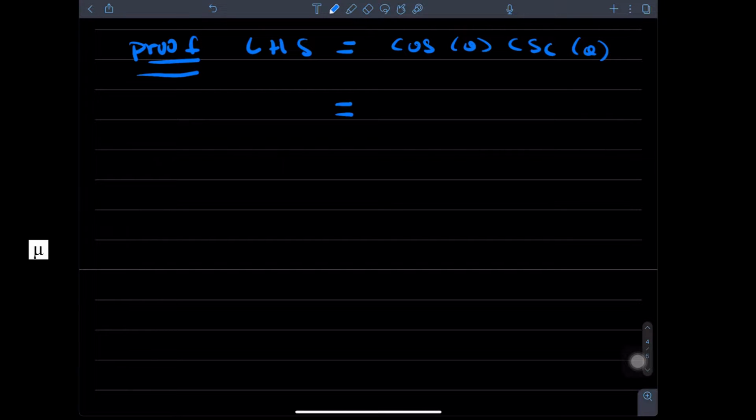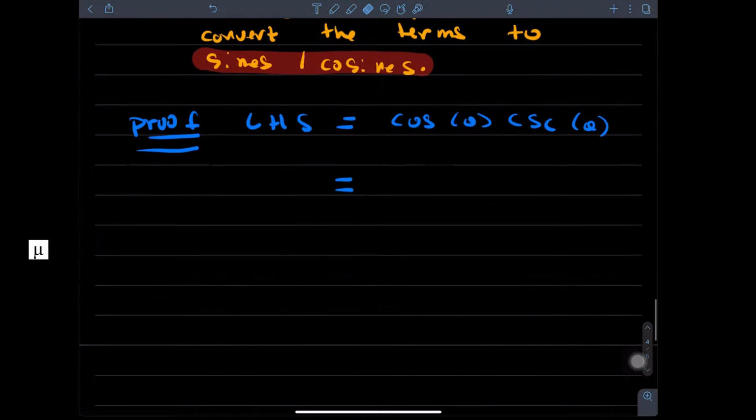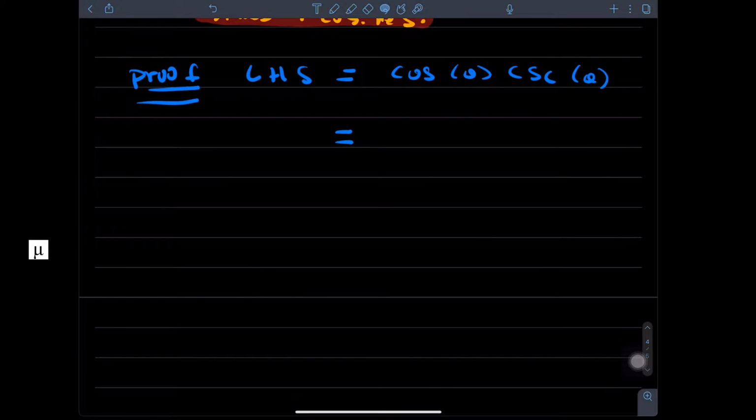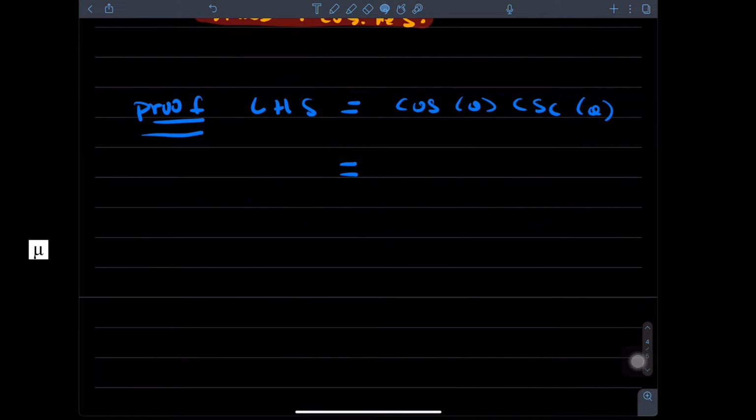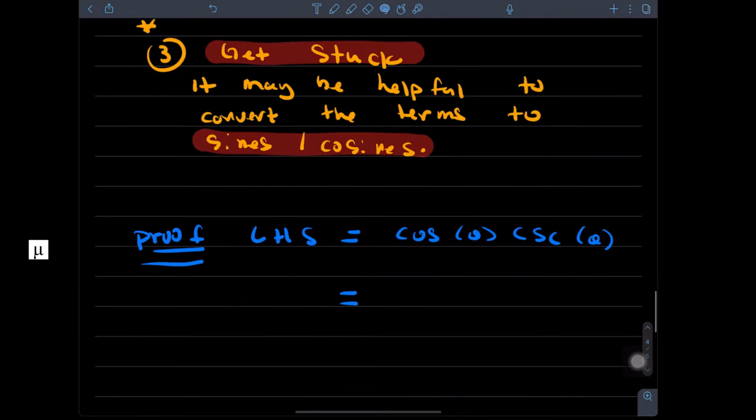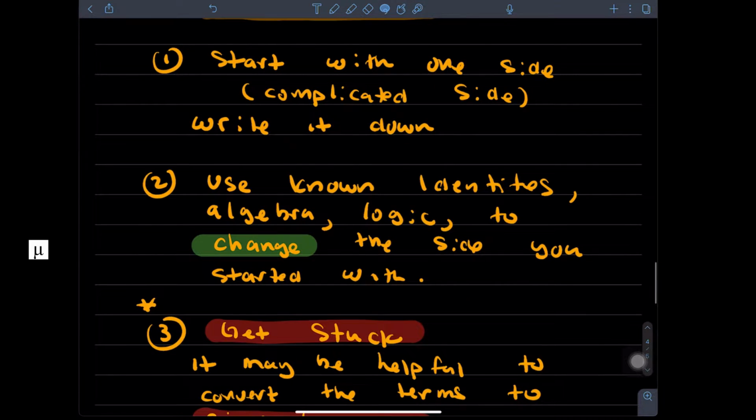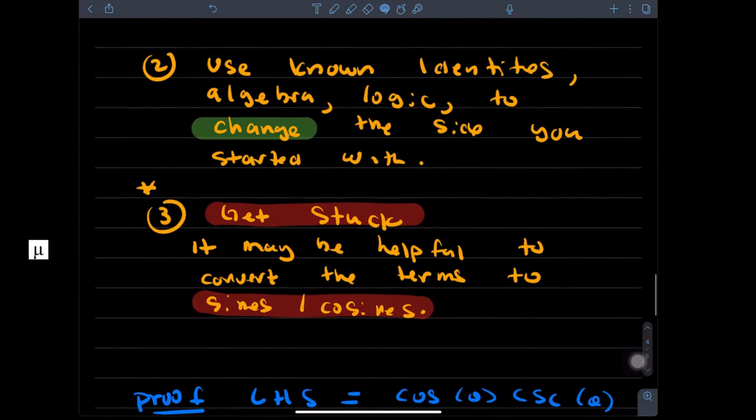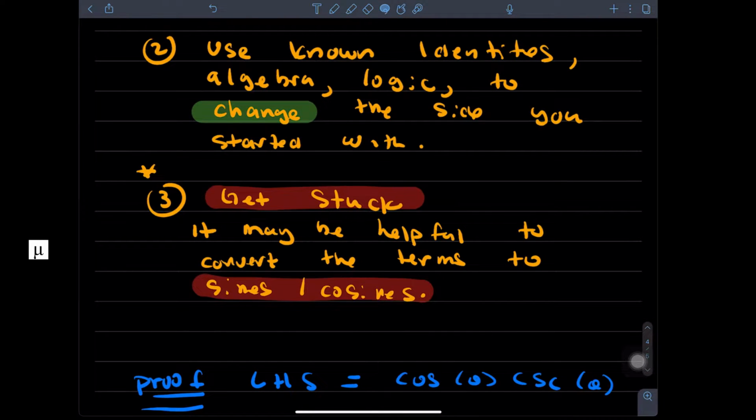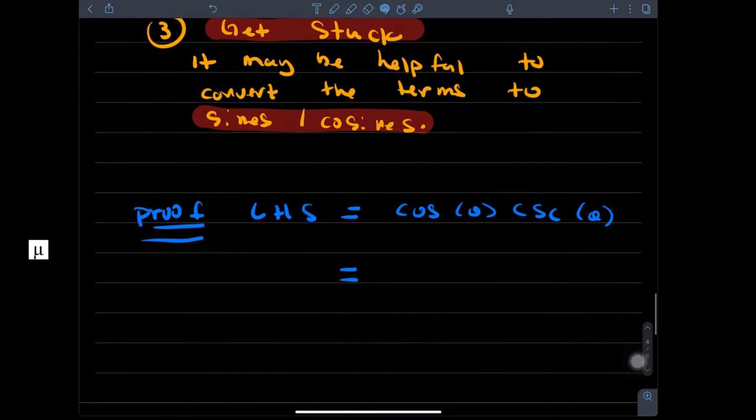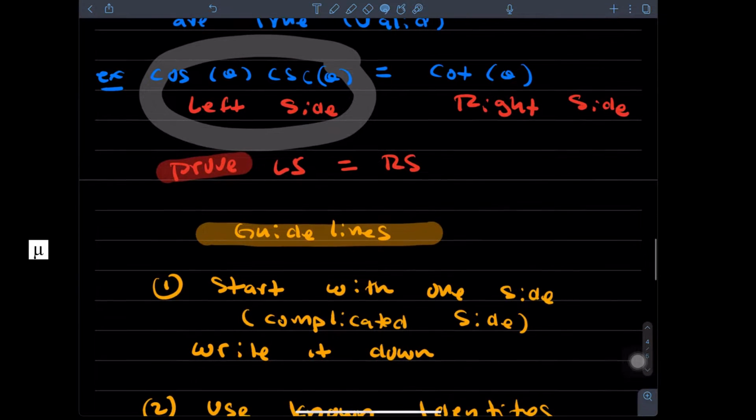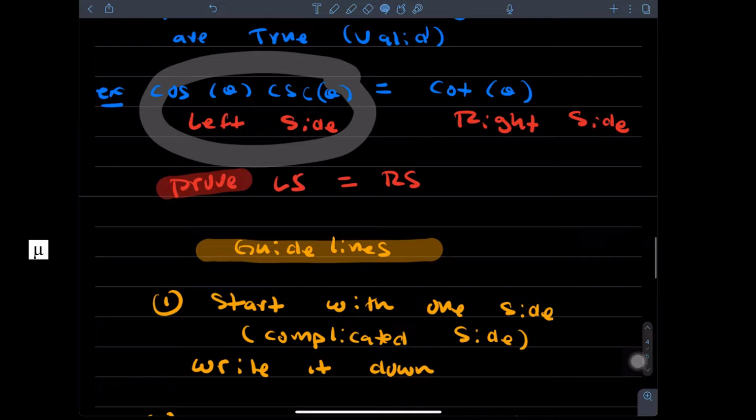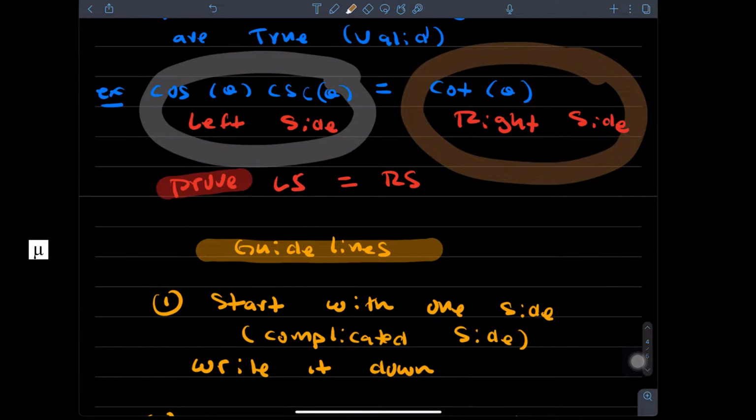Okay, you guys okay with that? So here's where I'm at. So, okay, this is a first step. Start with one side, the more complicated side, write it down. And then what's the second step? Use known identities, algebra, and logic to change the side you started with. Now, what are you really trying to do? You're trying to show that it's equal to what? The right-hand side, cotangent theta. Okay, so we're trying to show this here. So far, so good? That it equals the right side.